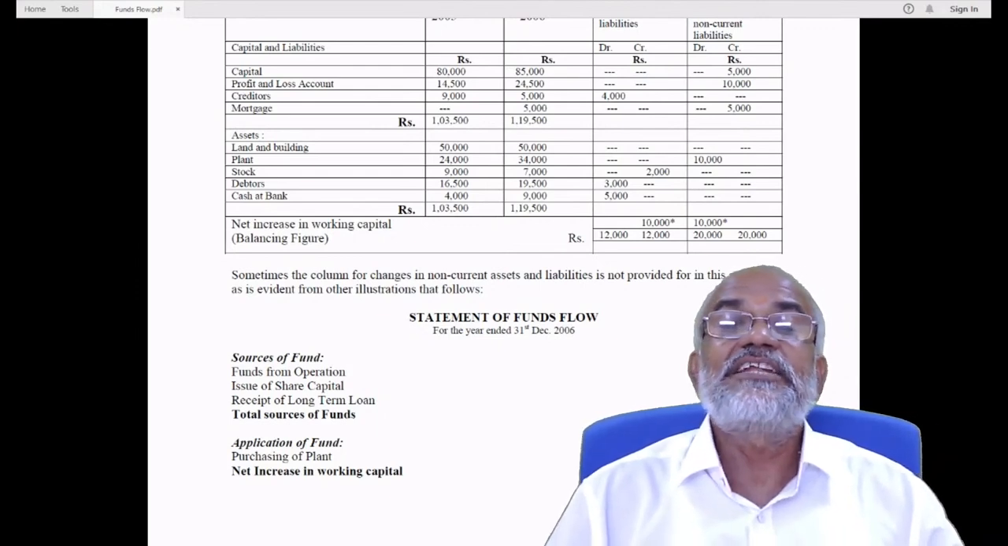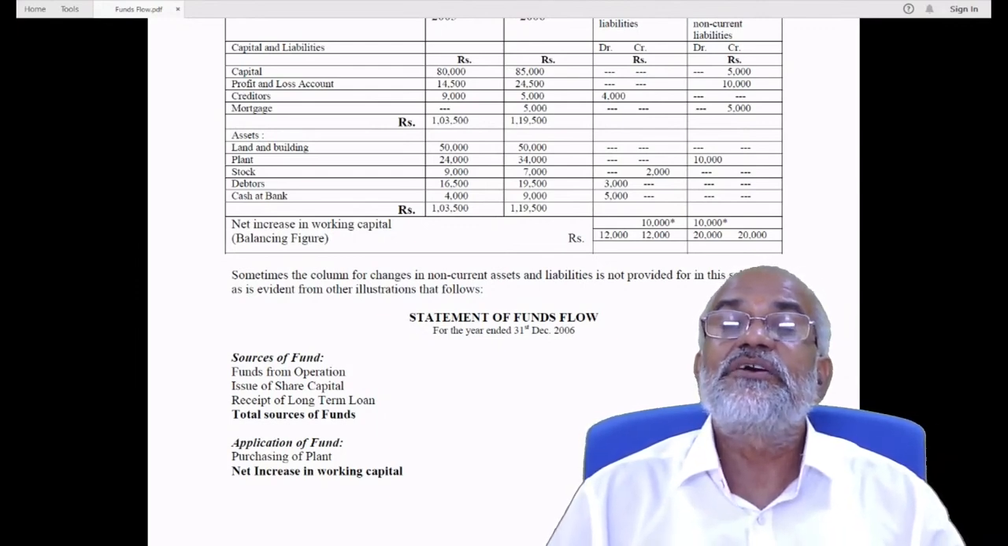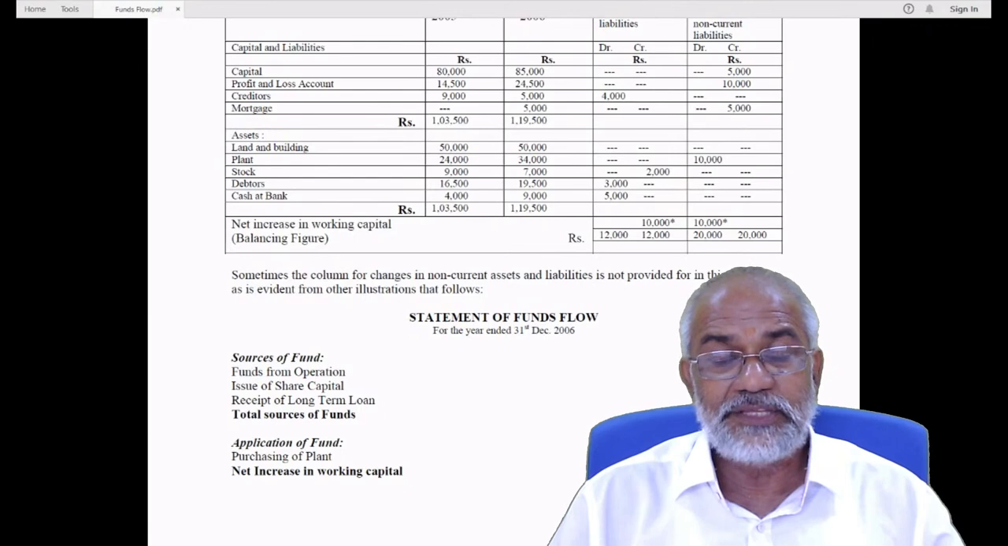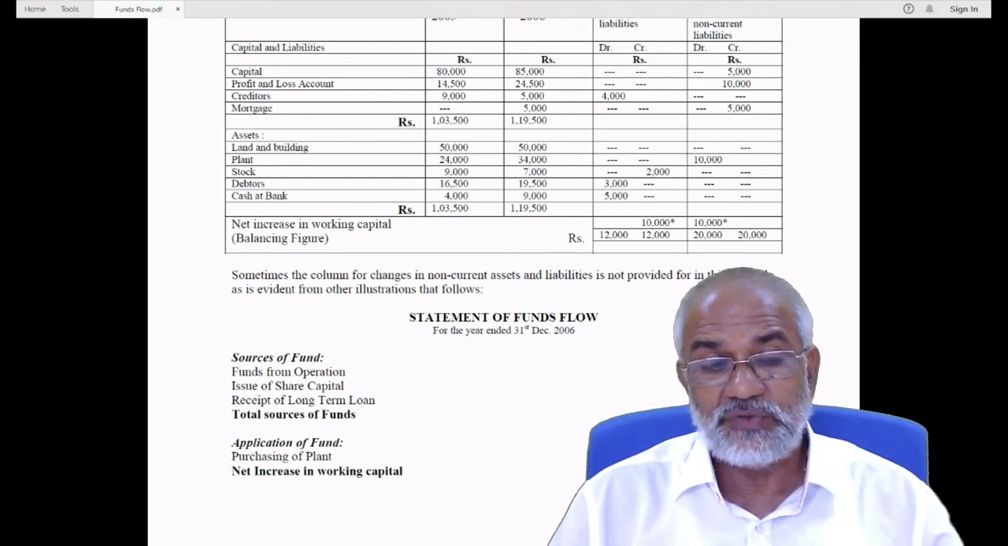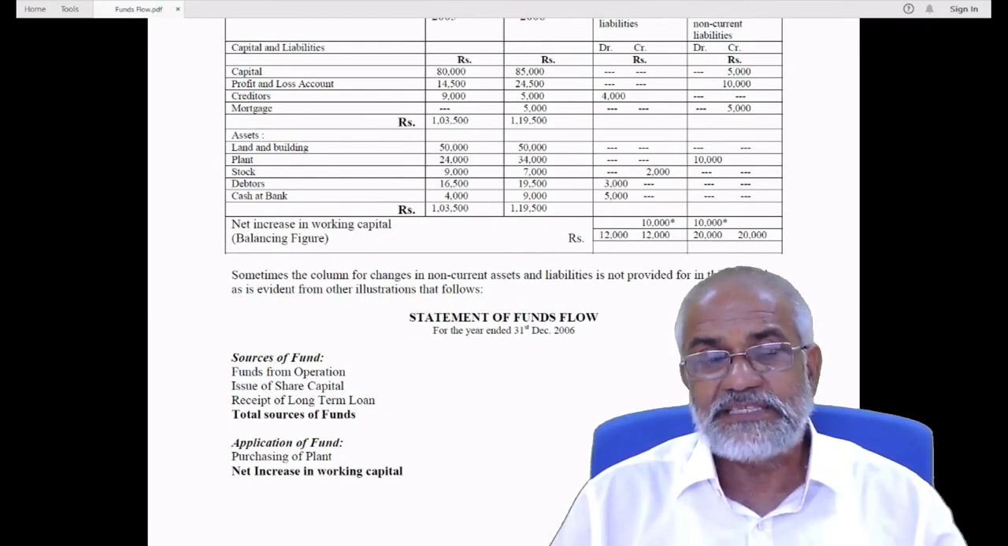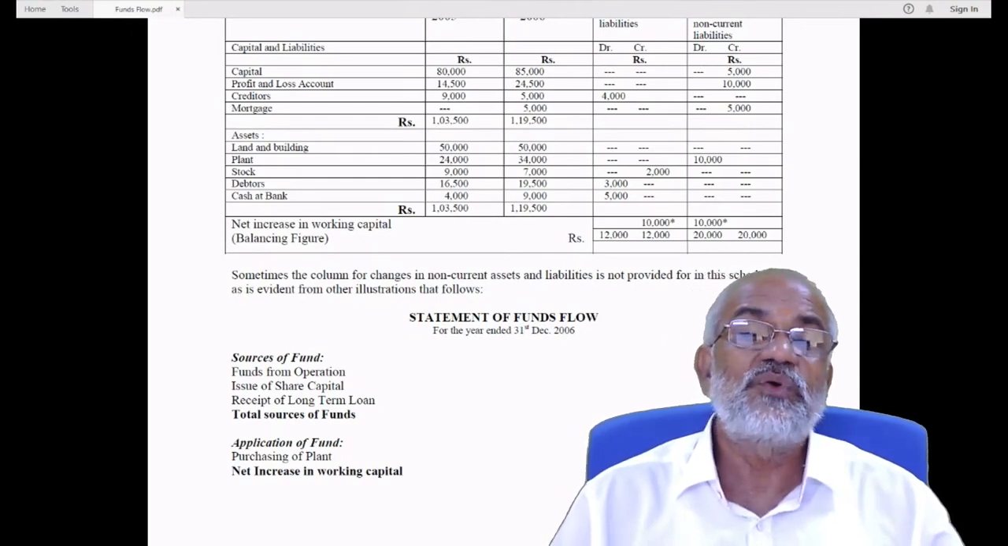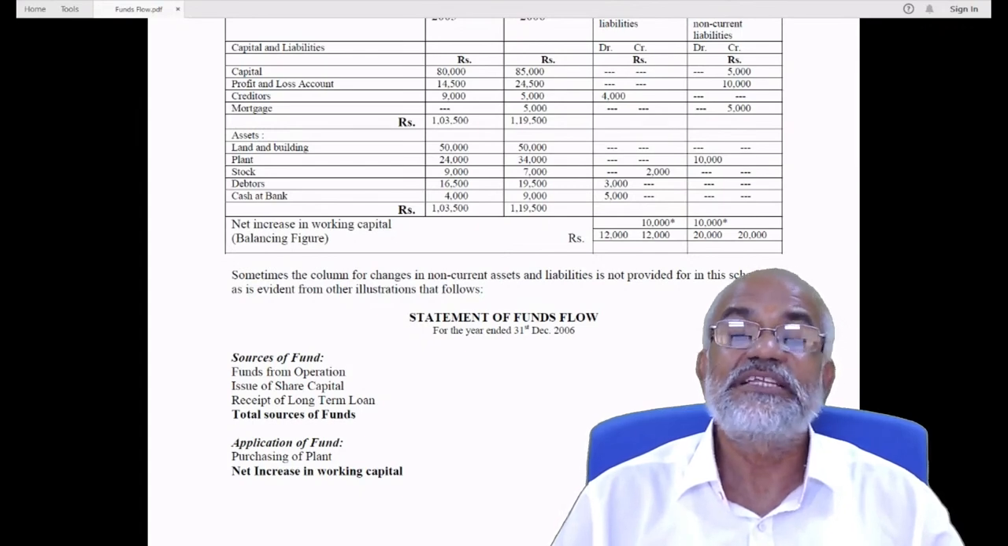Then the next item appearing in the credit column of the non-current category is 5,000 rupees, on account of loan. The loan was 0 at the beginning of the year, and the loan is 5,000 at the end of the year. That means a loan of 5,000 rupees is taken. So that is also receipt of a long-term loan, which is also a source, and is taken under the sources category. Accordingly, 10,000, 5,000 and 5,000, the total sources of funds became 20,000 rupees.